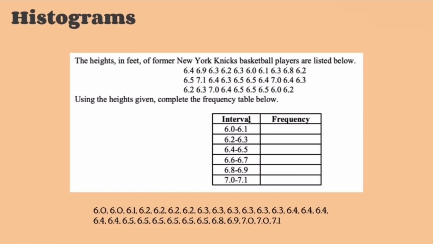Then when getting the frequency, we need to place them into these intervals. So 1, 2, 3 is in 6.0 to 6.1, these 3. So our frequency for the first interval is 3. Then we're going to count up the rest like we did for the first one. If you count these up, you'll get 10 between 6.2 to 6.3, and so on and so forth.